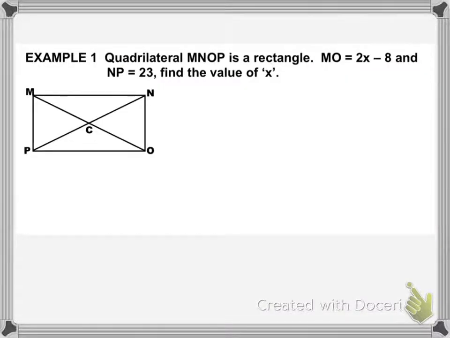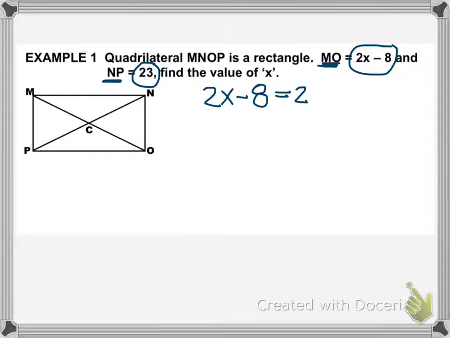So let's go ahead and apply some of these properties to a rectangle and see if we can find some missing angle measures or missing segment lengths. This one says in this rectangle, MO has a length of 2x minus 8, and NP has a length of 23. Now these are the lengths of the two diagonals. And we know that the diagonals are congruent. So we can say that 2x minus 8 should equal 23 because those two diagonals are equal. So that's how we would set up our equation. We would just set the two expressions for the two diagonals equal to each other, and then we solve.